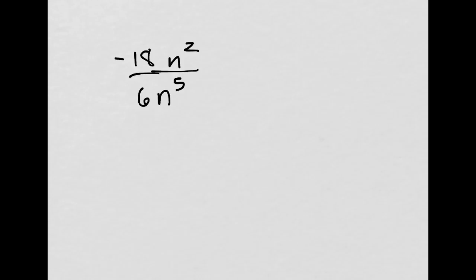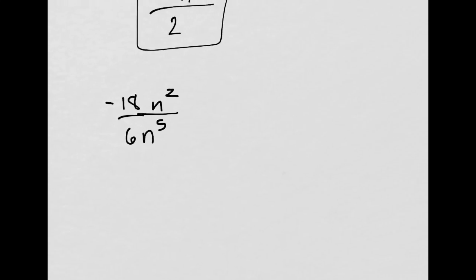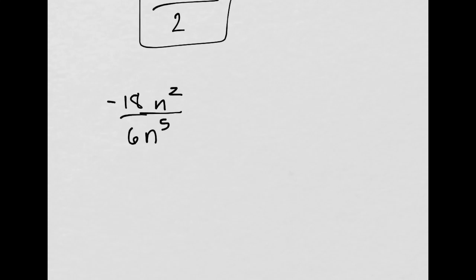Simplify. So maybe you want to try it on your own first, but actually you could do it all in your head, I think. What's the first thing that you would want to do? What do you want to do? Subtract the exponents. Okay. So what do you get? N to the what? N to the n cubed or n to the 3rd. Where does it go? Top or bottom? Bottom, because the n to the 5th is bigger.